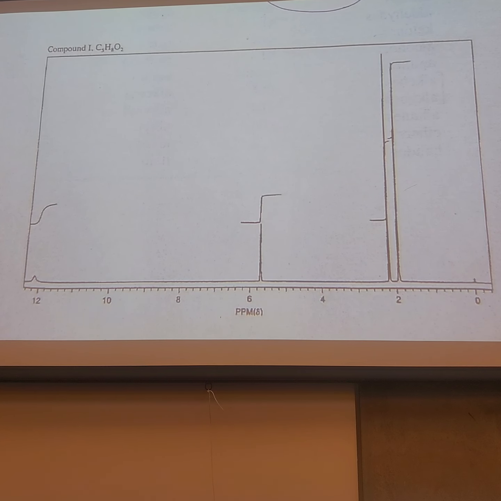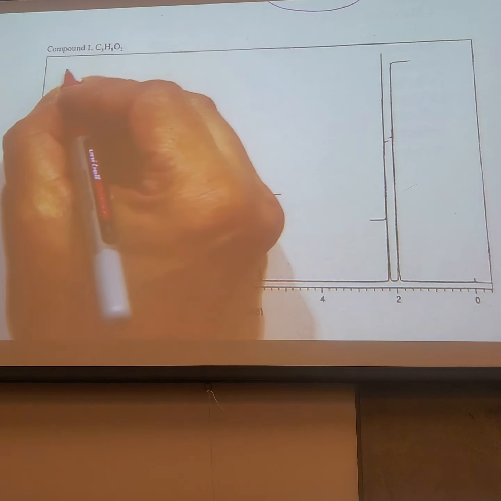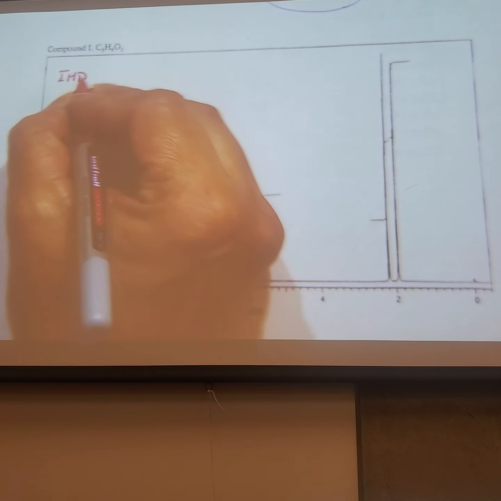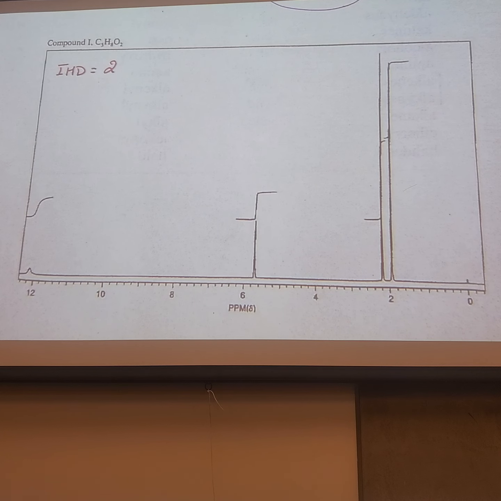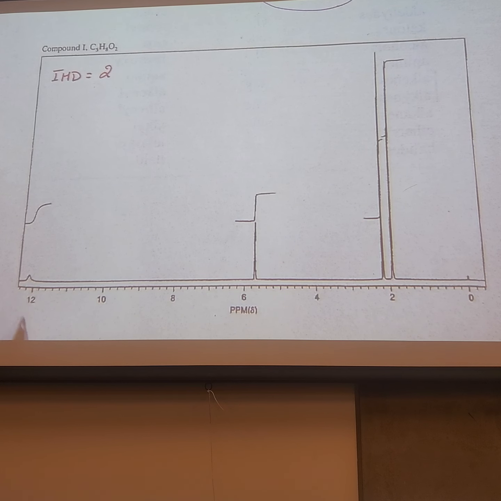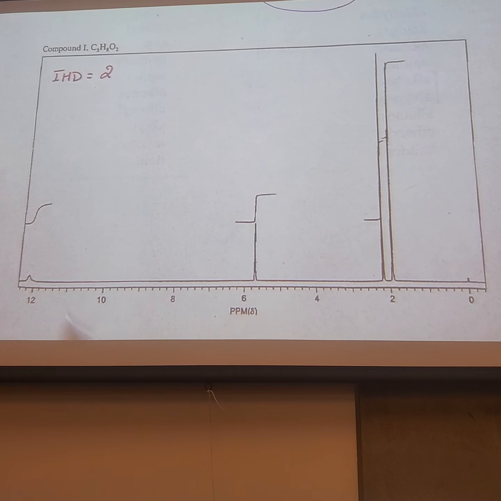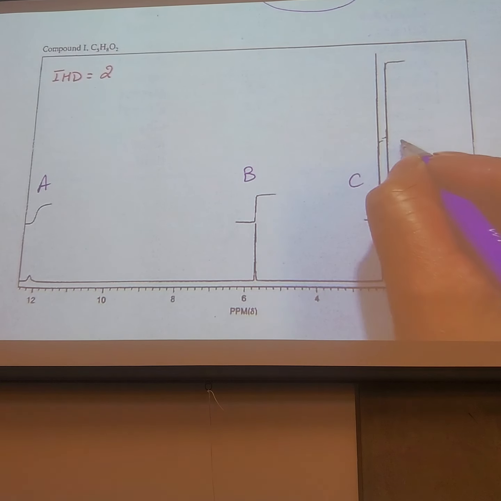Oh, I know. What's the IHD, anybody? It's 2. IHD is 2. Okay, number of signals? 3? 4. There's this little thing at 12, so that you can't disregard. So A, B, and C, D.